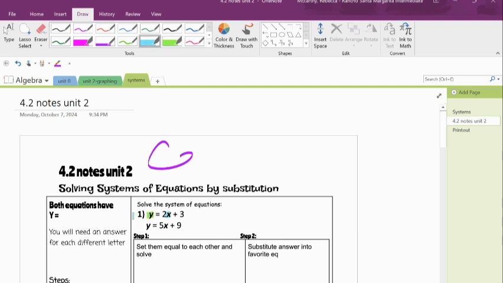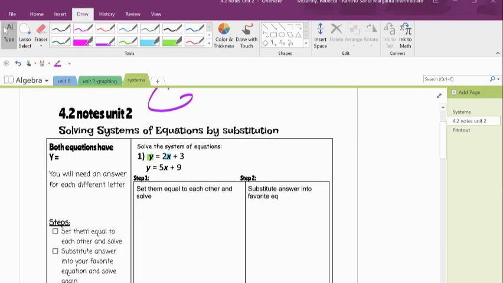So we have two different variables. So I need two different equations, and this is what we call a system. Since I have two different variables, I know I will have two answers, one for x and one for y. My two equations have y equals and y equals. I could just take them and set them equal to each other.